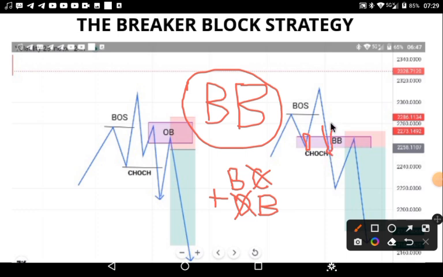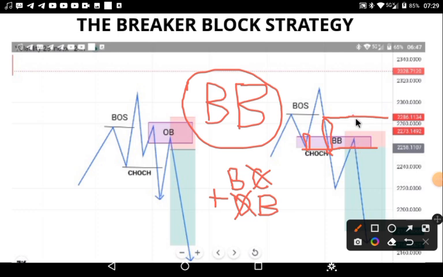Sometimes they will even be larger than the other block itself. So you start marking from the bottom of the other block, so you are not doing anything with this part of the candle. Then you mark the high of the breaker candle. So that space becomes your breaker block. Alright? So this is your entry here, and this is your stop loss here.